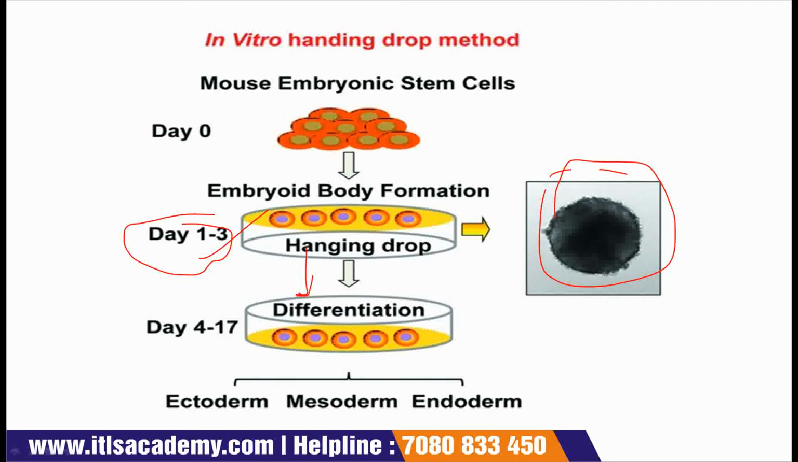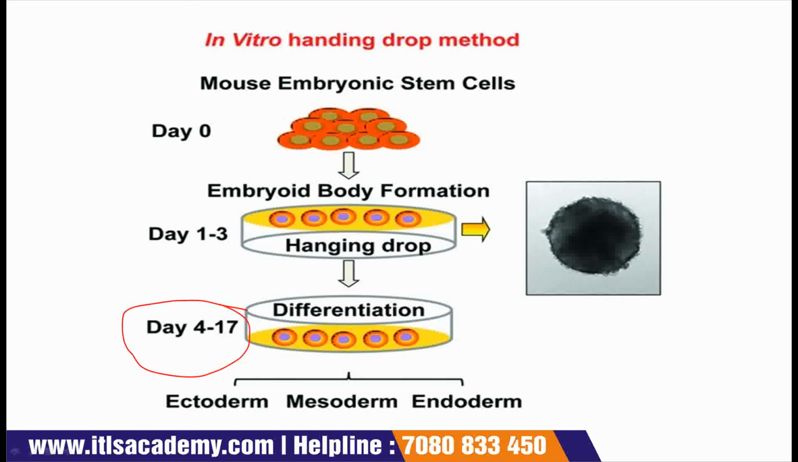Differentiation of these hanging drops occurs after day 4 to 17. There is formation of all three germ layers, that is ectoderm, mesoderm and endoderm. This is the in vitro hanging drop method for mouse embryonic stem cells.